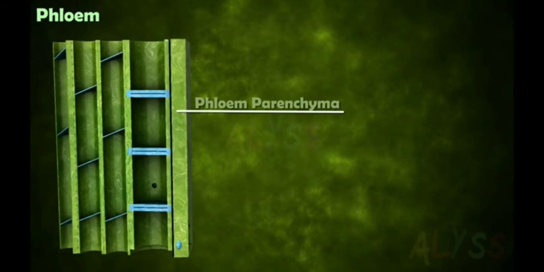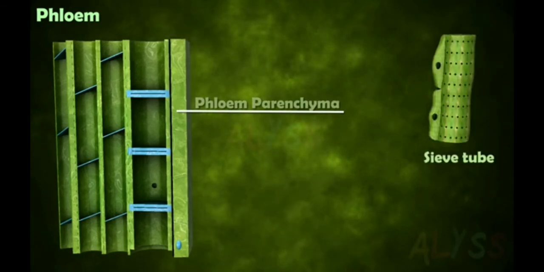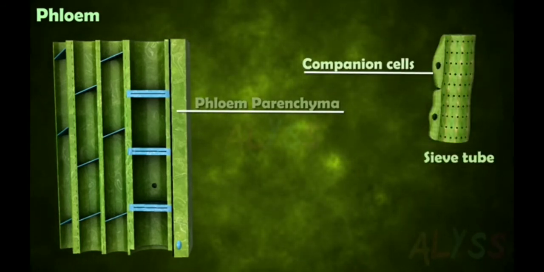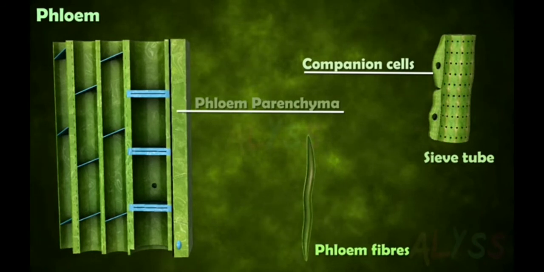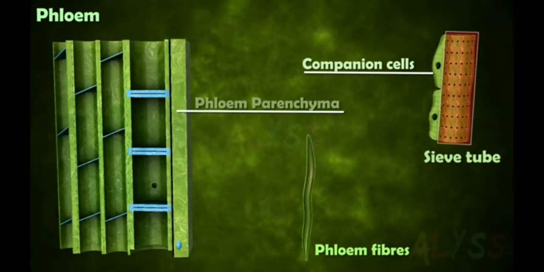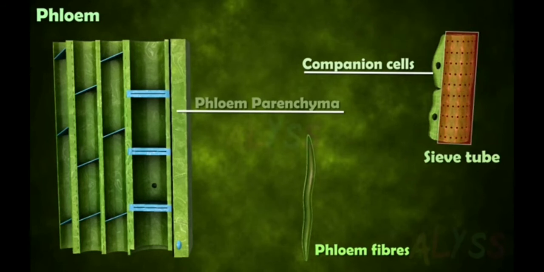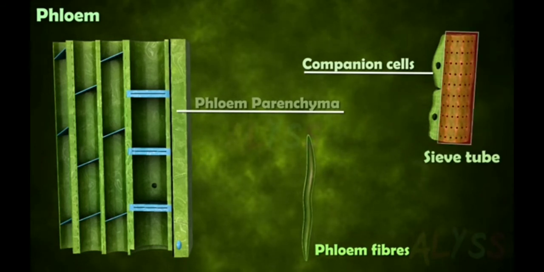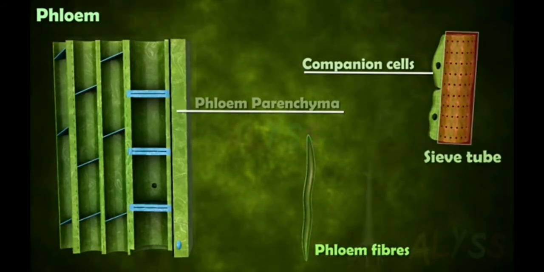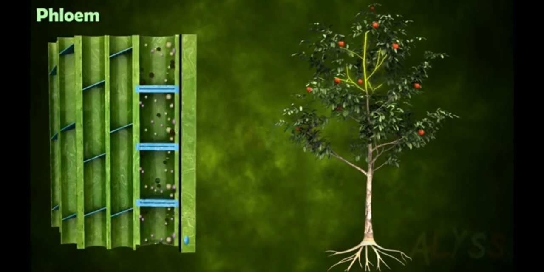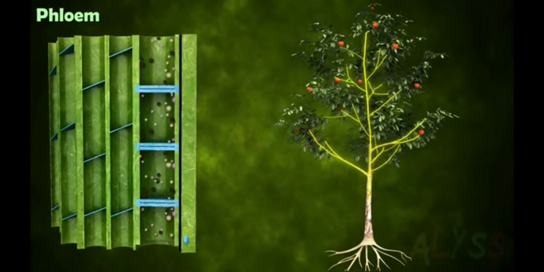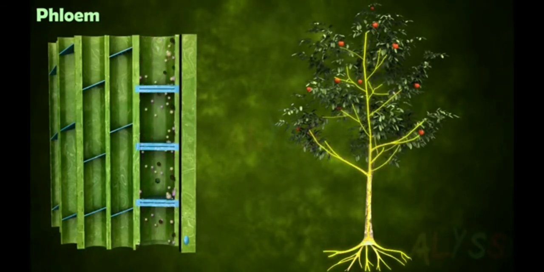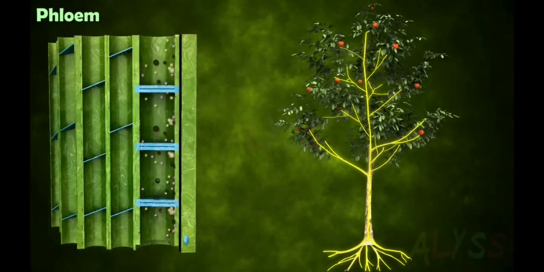Phloem is a conductive tissue with mostly living cells, which are phloem parenchyma, sieve tubes, companion cells, phloem fibers, etc. Sieve tubes are the main conducting cells, which are supported by companion cells for their function. Phloem fibers give support and parenchyma stores food. Phloem conducts food in both directions.